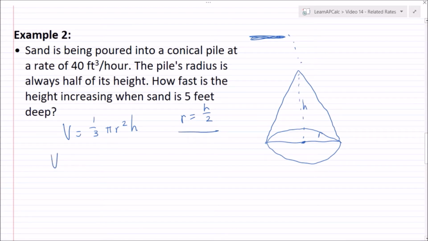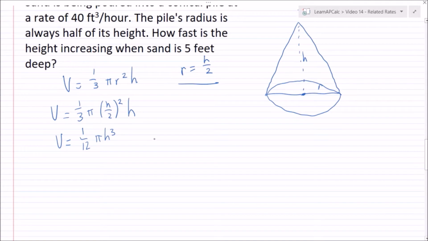And that's given right here. The radius is half the height. So let me plug that in for r. And then I'll simplify this. So this would be 1/12 pi h cubed. Now I can take my derivative implicitly.